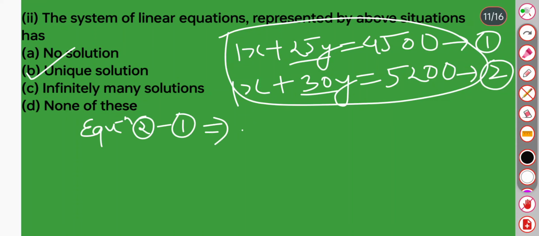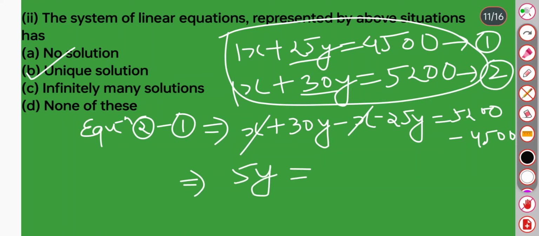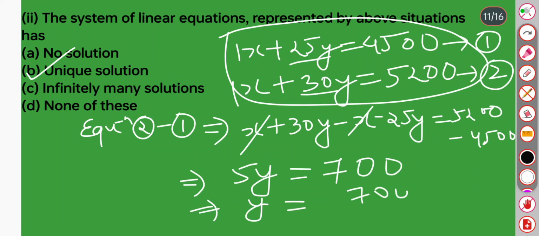So x plus 30y minus x minus 25y equals 5200 minus 4500. Now from here we can eliminate x. So what will you get? 30y minus 25y is 5y. Now if I subtract, 5200 minus 4500 is 700. Now what is the y value? If I divide 700 by 5, you will get 140. So the y value we got is 140.